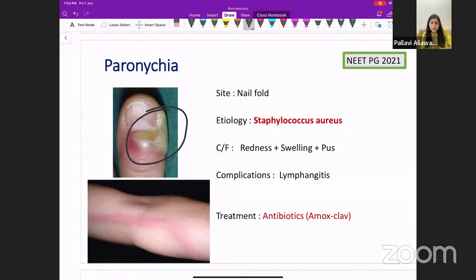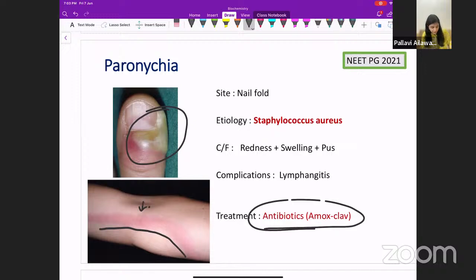And the question that was asked is, a patient suffering from paronychia developed a painful streak on the arm. What is the antibiotic of choice? So if this patient develops this complication, this is lymphangitis, which has developed secondary to paronychia. Treatment of choice here will be an antibiotic that works on Staph aureus, which is amoxiclav.